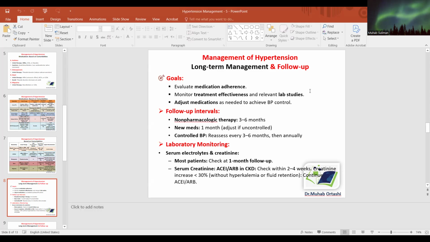Okay. For laboratory monitoring, the most important lab studies to be done are electrolytes and creatinine for the patient, especially because most of the drugs affect the electrolytes. The ACE inhibitors and ARBs, as we said, affect the creatinine and are associated with impaired renal function in various days or various weeks, up to 1 month. So we have to check the patient for hyperkalemia, for example, and creatinine in this phase.